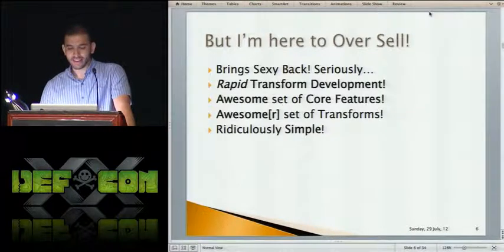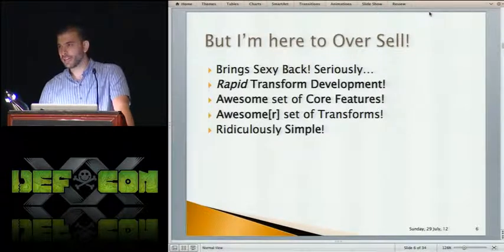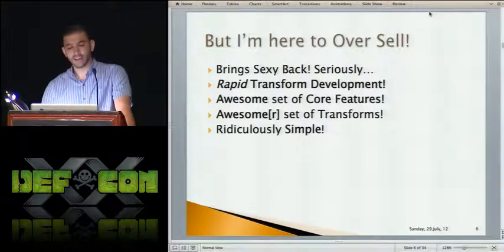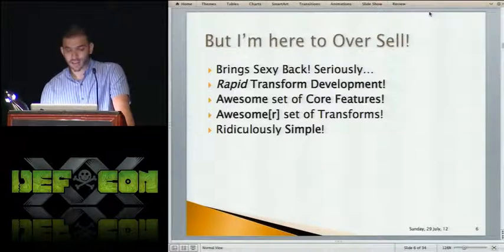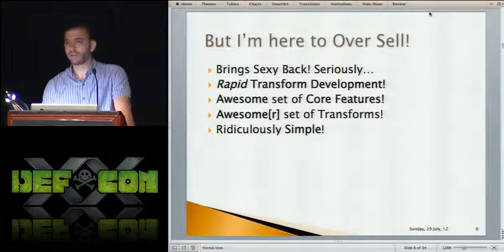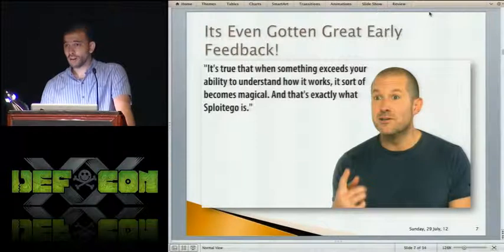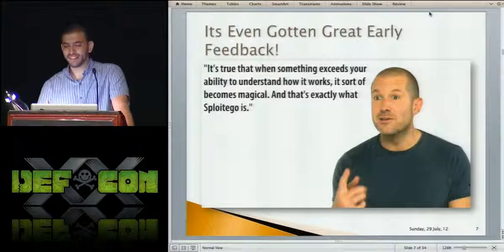And you know, it's got an awesome set of transforms. I really enjoyed learning the tech. You're going to see some of it today, hopefully. And it's ridiculously simple. So any of you can really pick up, if you know a little bit of Python, and make some really incredible transforms to create some really cool data visualization of your data. And we even got great early feedback from the designers at Apple. It's true that when something exceeds your ability to understand how it works, it sort of becomes magical. And that's exactly what Sploitego is. I hope I'm overselling.